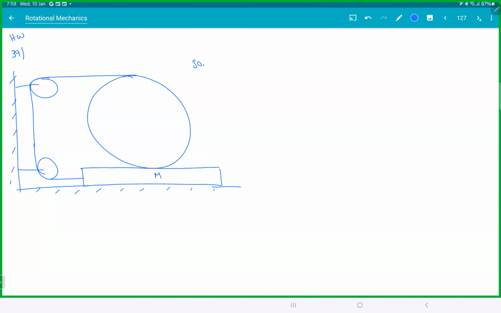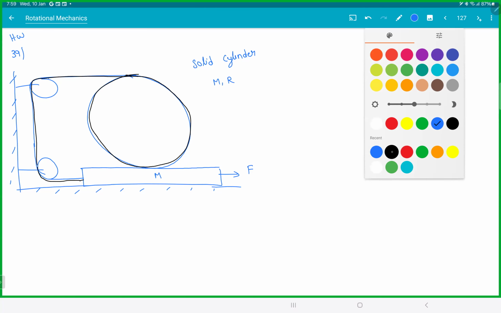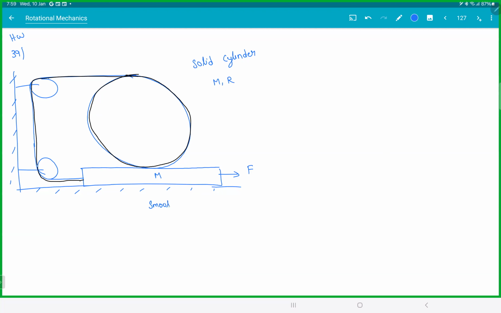We have a solid cylinder here, mass M and radius r. And someone is pulling this with force F. Basically, the cylinder is rolling over this plank. The ground is smooth. And there's no slipping between the cylinder and the plank, I mean, that is rough.